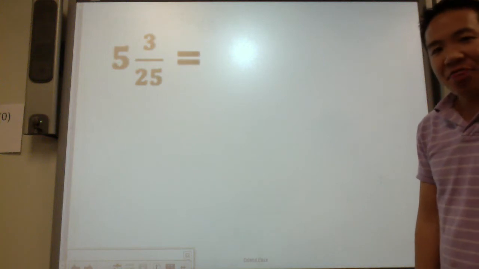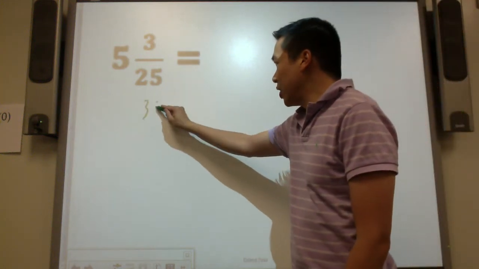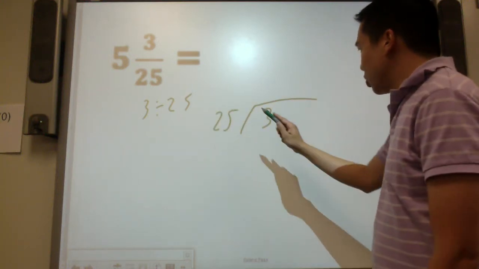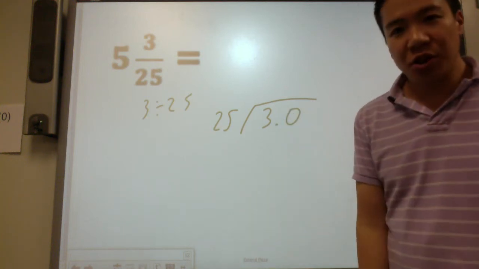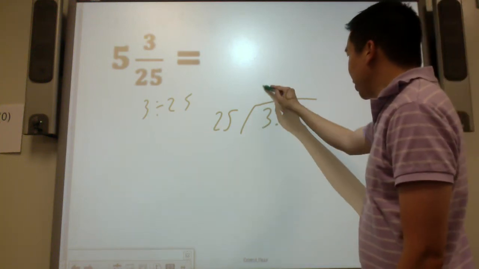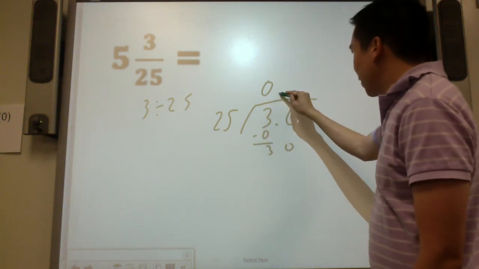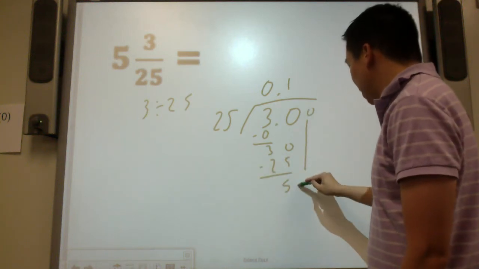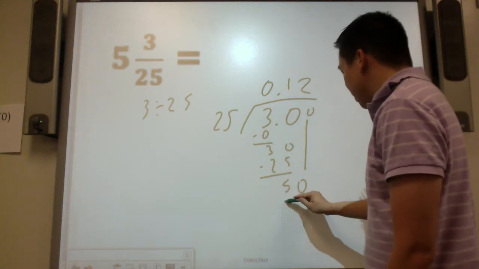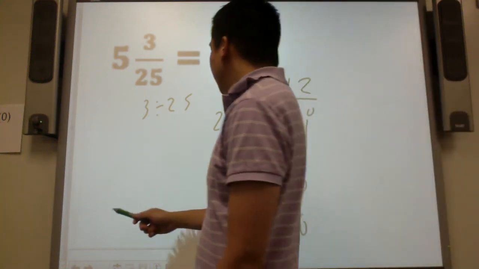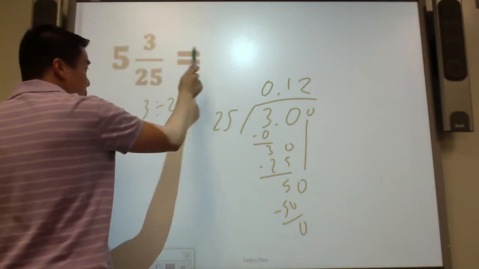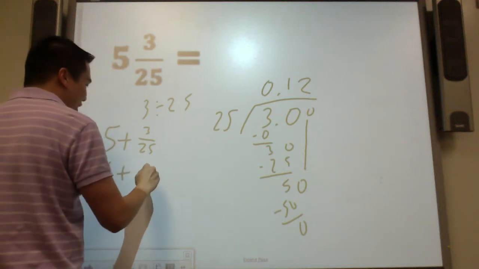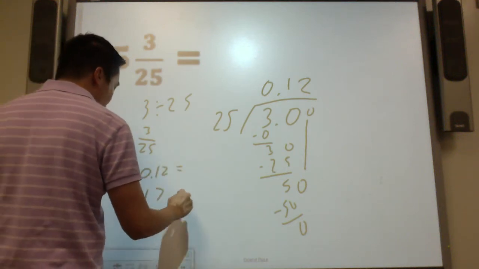Next one, 5 and 3/25. This fraction can be written as 3 divided by 25, or 3 divided into 25 parts. So can 25 go into 3? Nope. Add a 0.0. It does not change its value. Can 25 go into 3? 0 times. Forget the decimal. Can 25 go into 30? 1 time. Remainder is 5. Bring down a 0. How many groups of 25 go into 50? 2 times. So the decimal equivalent of the fraction is 0.12. So 5 plus 3/25 is the same as saying 5.12, or 5 and 12 hundredths.